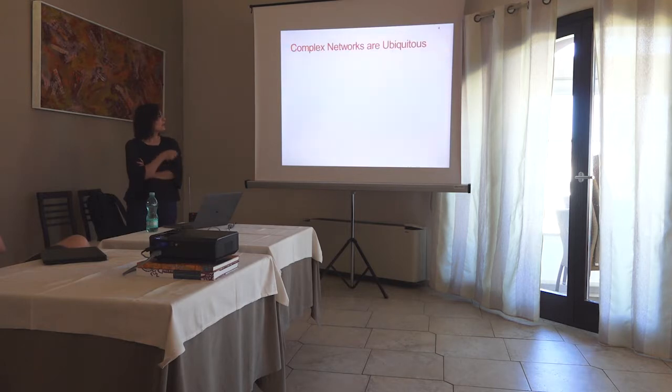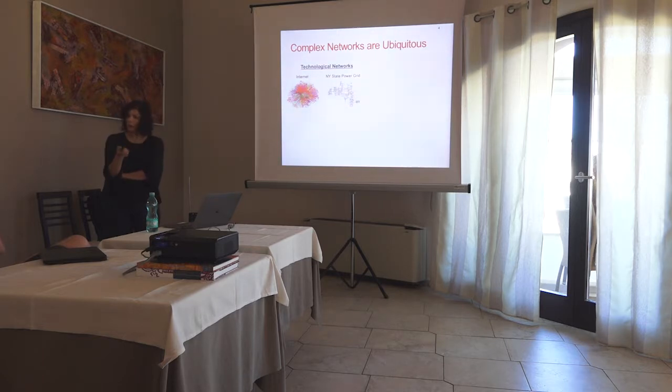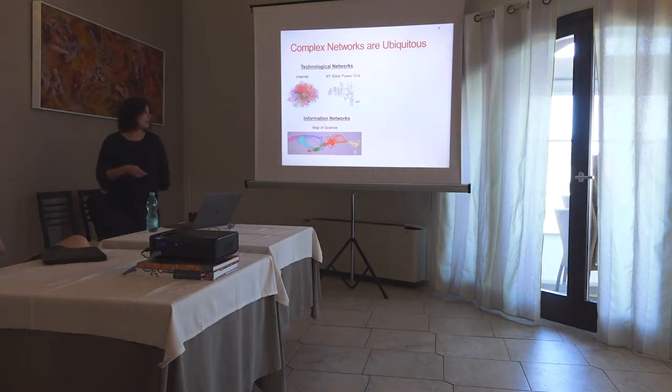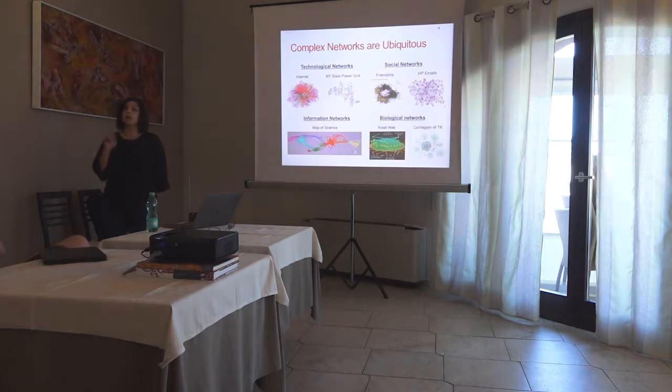I guess I don't have to sell it to this audience, but complex networks are ubiquitous, right? So we have technological networks like the power grid or the internet. We have information networks. They're called information networks because a particular node has some information in it. This is the map of science in terms of one journal citing another journal. This appendix over here at the end, this white thing is humanities. This pinkish thing is computer science, electrical engineering. So if you're funding research in science and you want to connect, let's say, humanities to people over here, you may want to look at the different journals and see how you can accommodate that. And then there are also social networks. We are very familiar with social networks, like the Facebook network, and then biological networks. I do not work on biological networks, but they do exist.